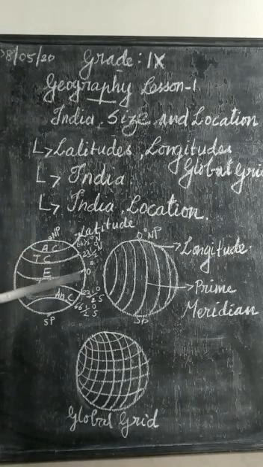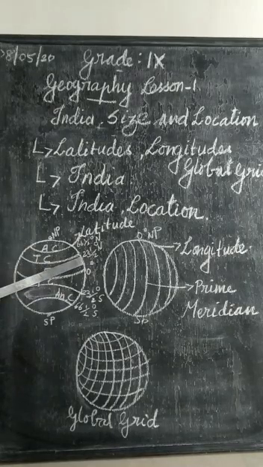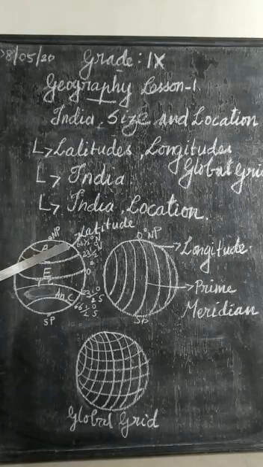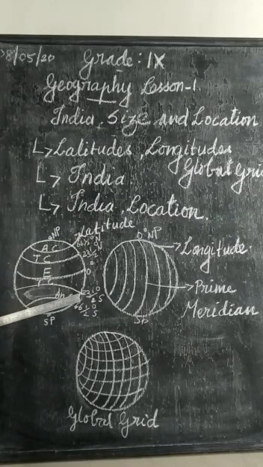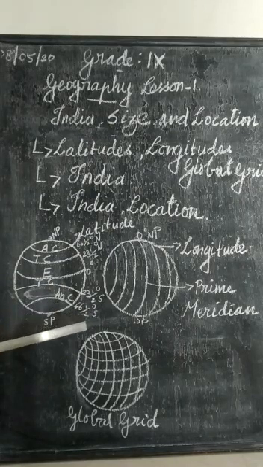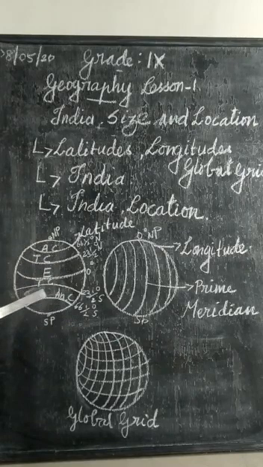Let us discuss some important latitudes, which we have already learned in our previous class. The important latitudes are the Equator, Tropic of Cancer, Arctic Circle, Tropic of Capricorn and Antarctic Circle. Equator is marked as 0 degree. Tropic of Cancer is marked as 23.5 degree north. Arctic Circle is marked as 66.5 degree north. Tropic of Capricorn is marked as 23.5 degree south. Antarctic Circle is marked as 66.5 degree south. These are the important latitude lines.